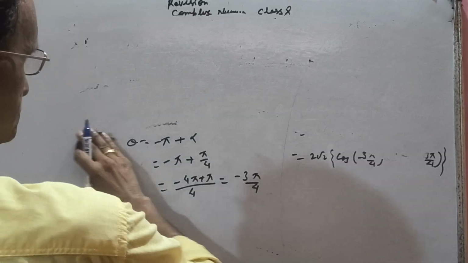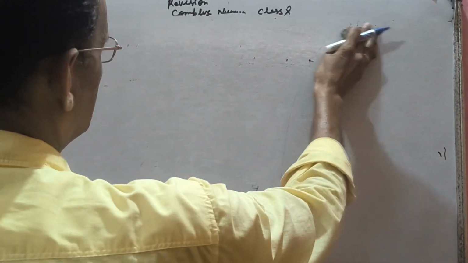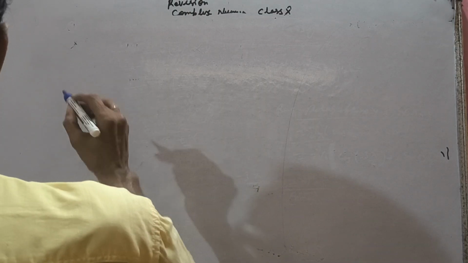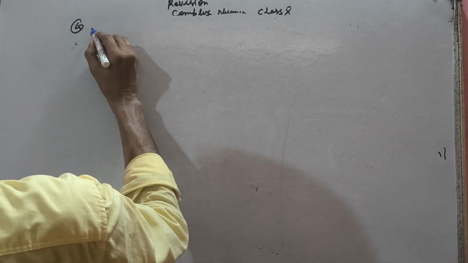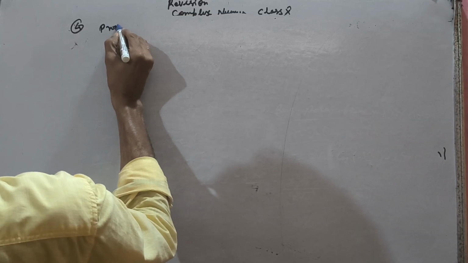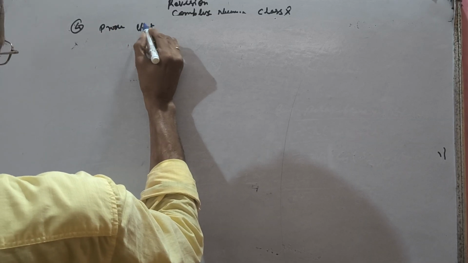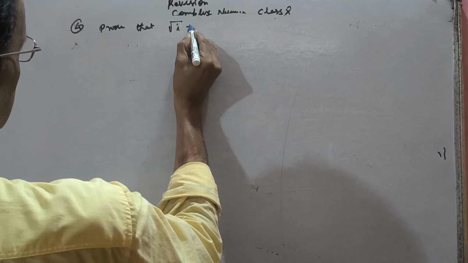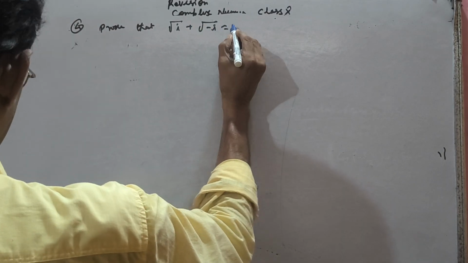The next sum is also important for 2 marks. Number 4, perhaps. Prove that root I plus root minus I equal to root 2.